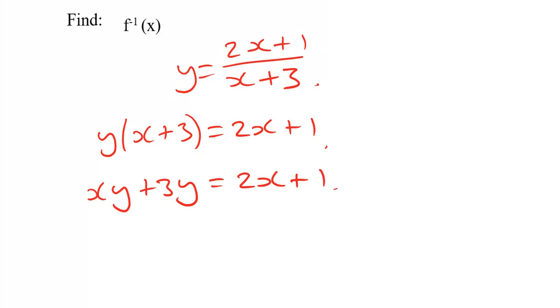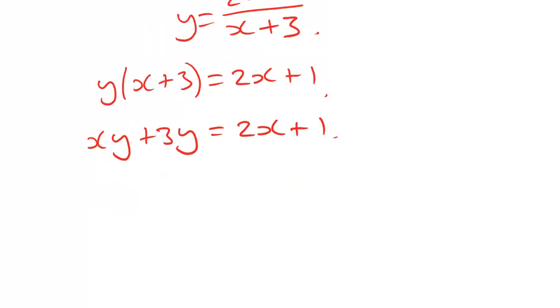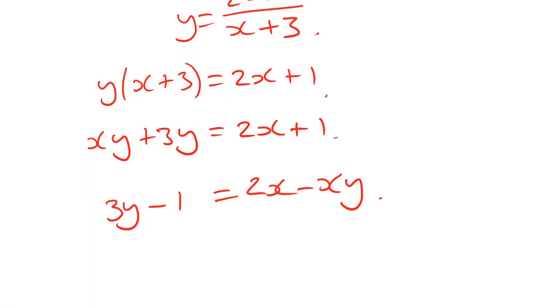At this point, we want to make x the subject. We're going to bring the x's to the same side, and then we're going to clear out anything that isn't an x from that side. So I'll choose to bring those x's to the right-hand side. So if I am doing that, I'm going to take xy from both sides, and I'm going to also at the same time take a 1 from both sides. So that's going to leave me with 3y minus 1 equals 2x minus xy.